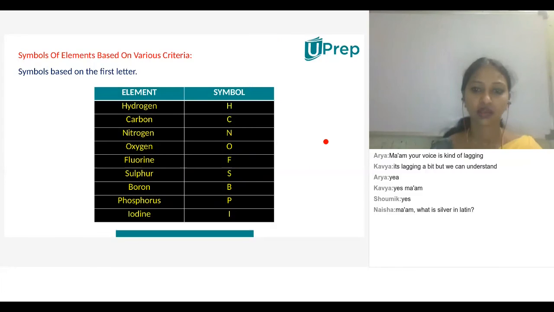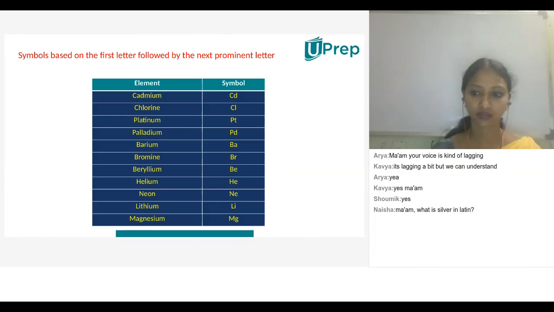So here we can see the symbols based upon the first letter: hydrogen, carbon, all this we have discussed. Yes or no? Yes, ma'am.